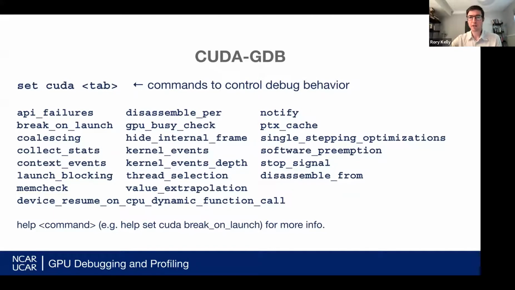And then one more I'll mention quickly is the single stepping optimization. Running CUDA code inside the debugger can be pretty slow if you're single stepping millions of threads. So these single stepping optimizations just speed things up, and they do it in a way that they pretty much guarantee is safe and will produce the same result. And again, for any of these commands, if you want to know more detail on what they do, from inside the debugger you can type help command. So if I wanted to know about break on launch, I could say help set cuda break_on_launch, and it will tell me what that does.